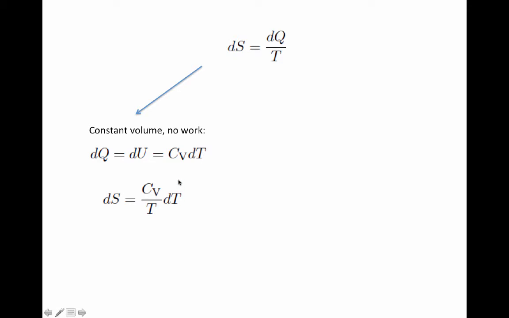Therefore, the total change in entropy during this process is the integral of this formula from the initial temperature to the final temperature. Well, if the heat capacity at constant volume is constant with respect to temperature, which to a good degree of approximation it is for, say, an ideal gas, then we're integrating 1 over T. And 1 over T integrates to the log of T.